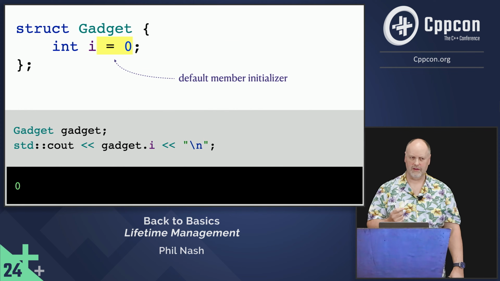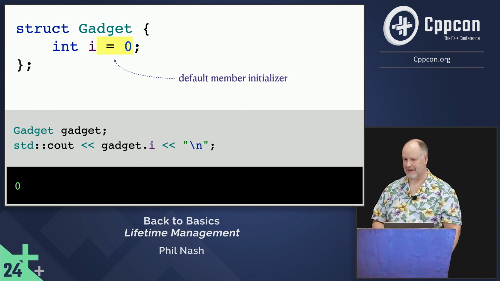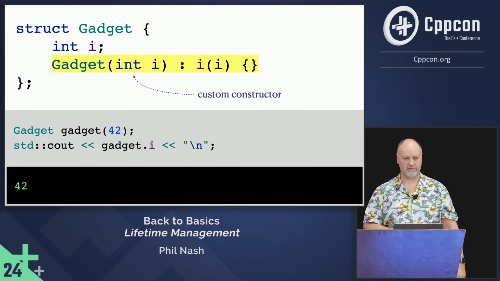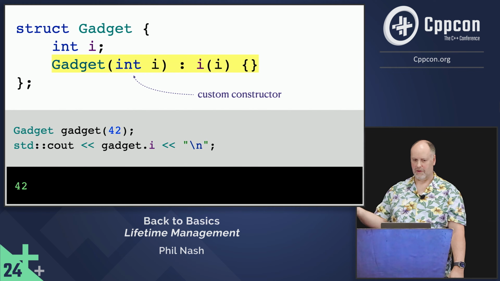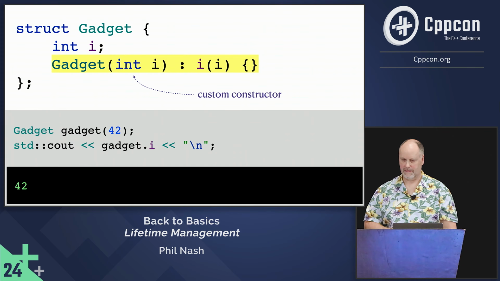Okay. What else can we do? What if we don't actually want a default value? We always want to initialize it with something valid. We can do that as well with a custom constructor. So now we pass in an integer, we use the member initializer list to initialize it, and we're good. Great.